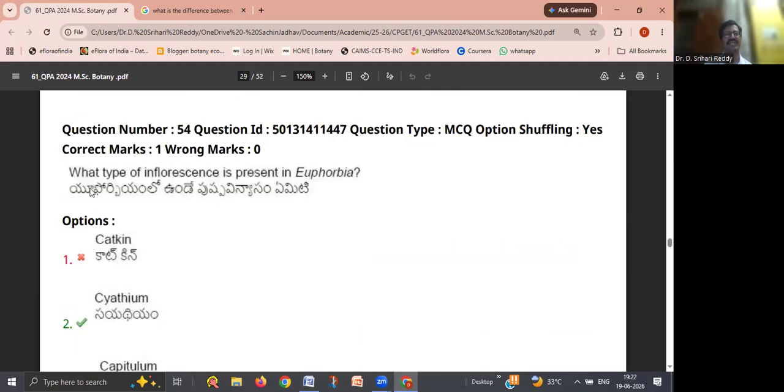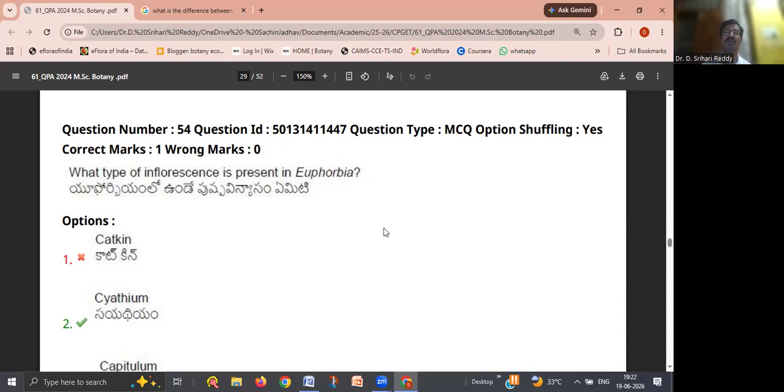And the next one is, what type of inflorescence is present in Euphorbia? Euphorbia is the genus, and there are several species, like Euphorbia hepta and Euphorbia heterophylla. Euphorbia belongs to the family Euphorbiaceae. All these species of this genus belong to the family Euphorbiaceae.